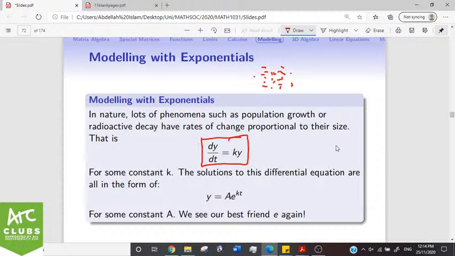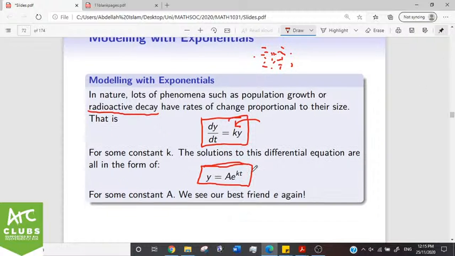Here's an example using radioactive decay as well. With radioactive decay, the rate it decays at is proportional to its size. So k can be positive or negative, so it could be going upwards or downwards, either way. And if we solve this equation, we get y equals a times e to the kt. As you can see here, e is back, a really weird number there.